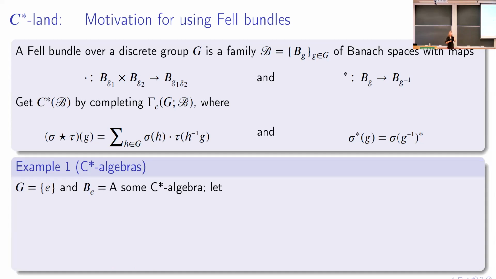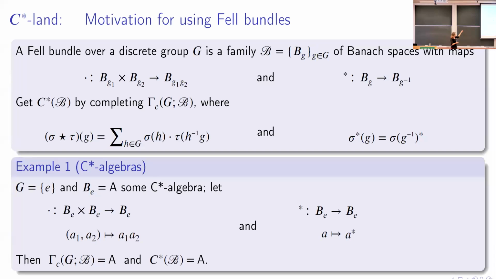I start with my group being trivial, and the fiber over that one element to be just one fixed C-star algebra. So at this point, what do I need? I now have my bundle of Banach spaces, but I still need a multiplication and an involution. Well, I have a C-star algebra, so I just take the multiplication in the C-star algebra and the involution in the C-star algebra. Nothing interesting happens. And then in this case, the sections of that bundle are really just the C-star algebra. Nothing else, just elements of the C-star algebra. And the C-star algebra that I get from this bundle is the C-star algebra I started with.